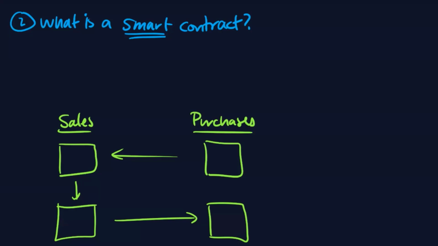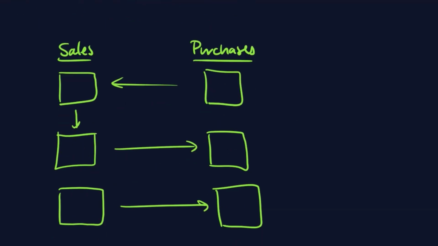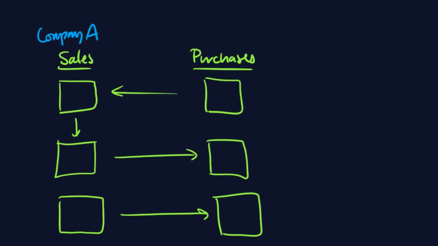Before we get to a smart contract, let's talk about a dumb contract. You know, a traditional contract that companies are negotiating. Let's say I have two companies here. I have company A and I have company B. Company B wants to purchase stuff from company A. Company A wants to sell stuff to company B. So this should be a good review of the processes we've already talked about in this class, right?